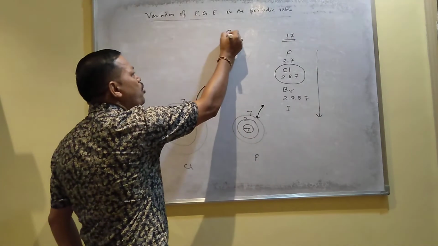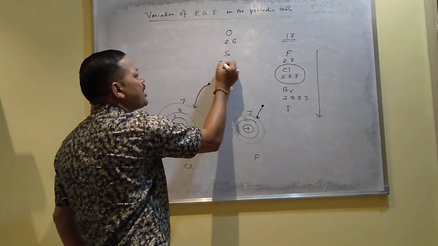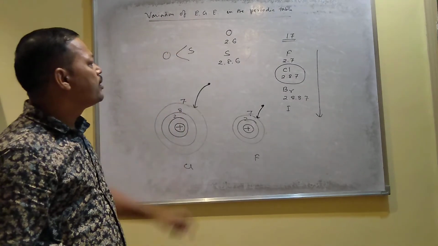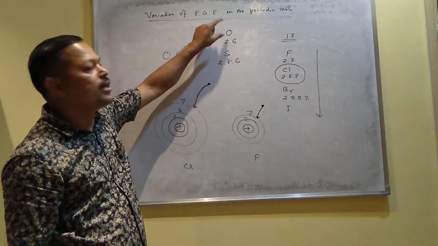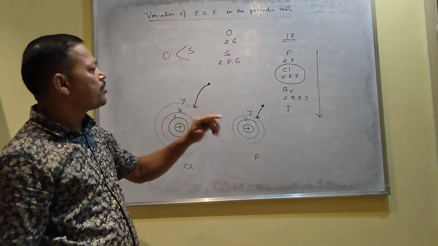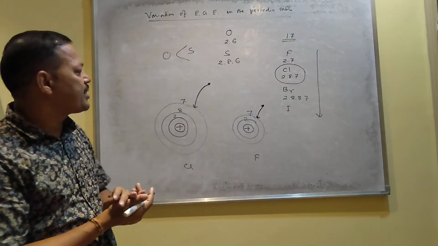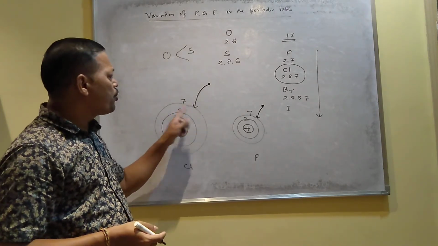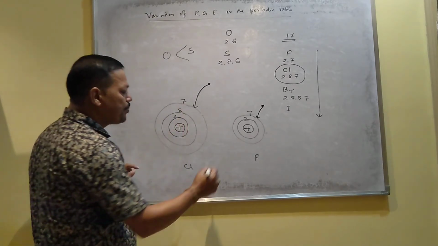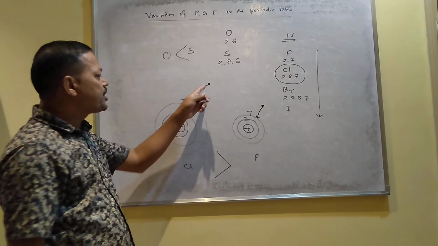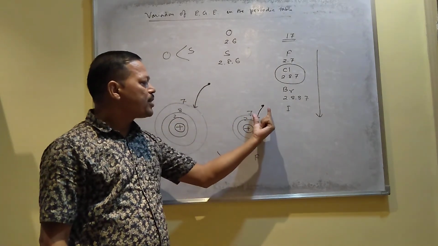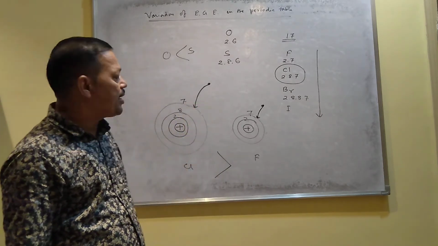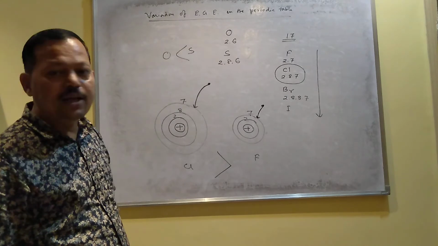This will happen in case of oxygen and sulfur also. Oxygen is 2,6, sulfur is 2,8,6. But sulfur has higher electron gain enthalpy than oxygen. Why? Here also inter-electronic repulsion takes place between the incoming electron and the valence electrons. So that is why you will get some exceptional cases, and those exceptional cases you should know. Although chlorine is larger in size, the electron gain enthalpy of chlorine is more than fluorine due to this inter-electronic repulsion. Some inter-electronic repulsion takes place in fluorine, but this type of inter-electronic repulsion you don't get in chlorine, and that is why chlorine has more electron gain enthalpy than fluorine.